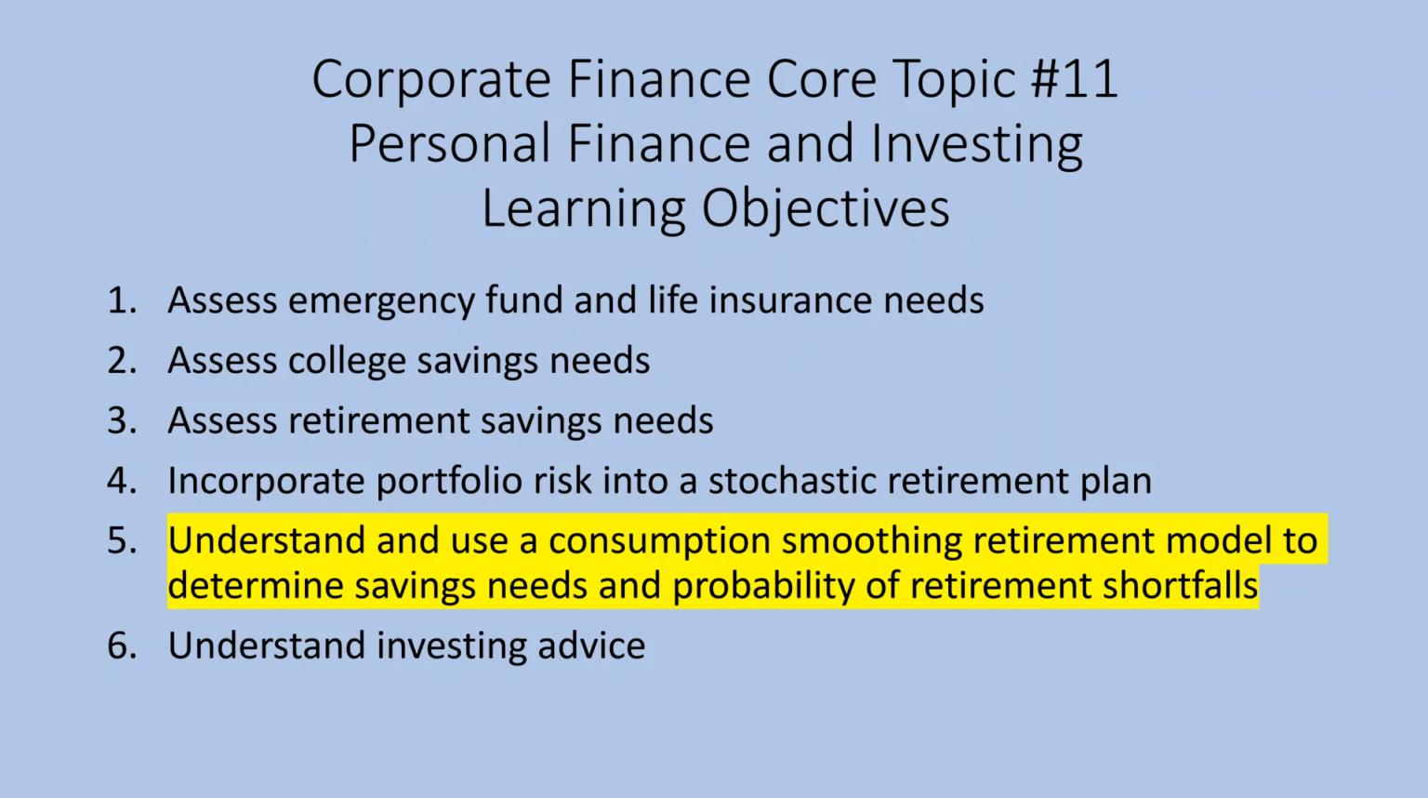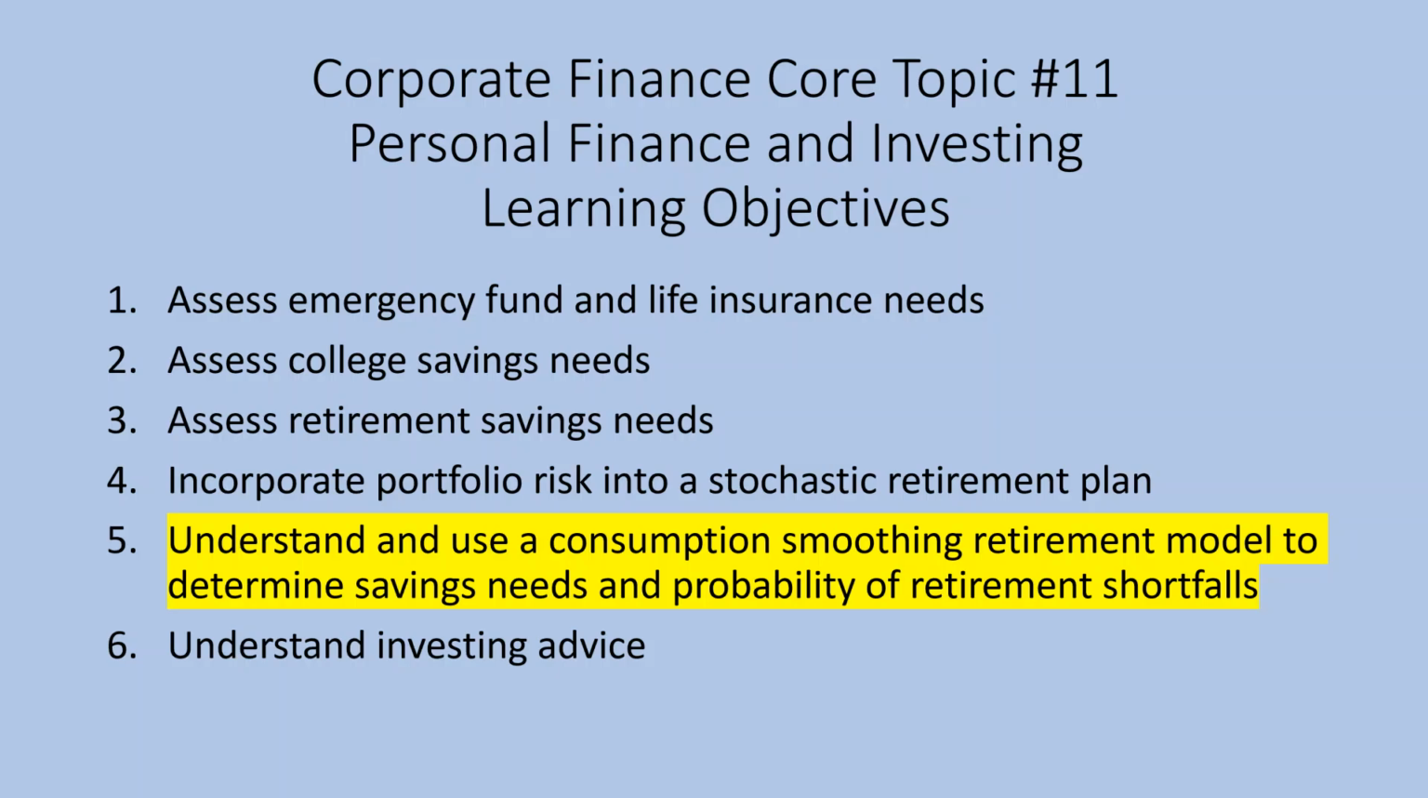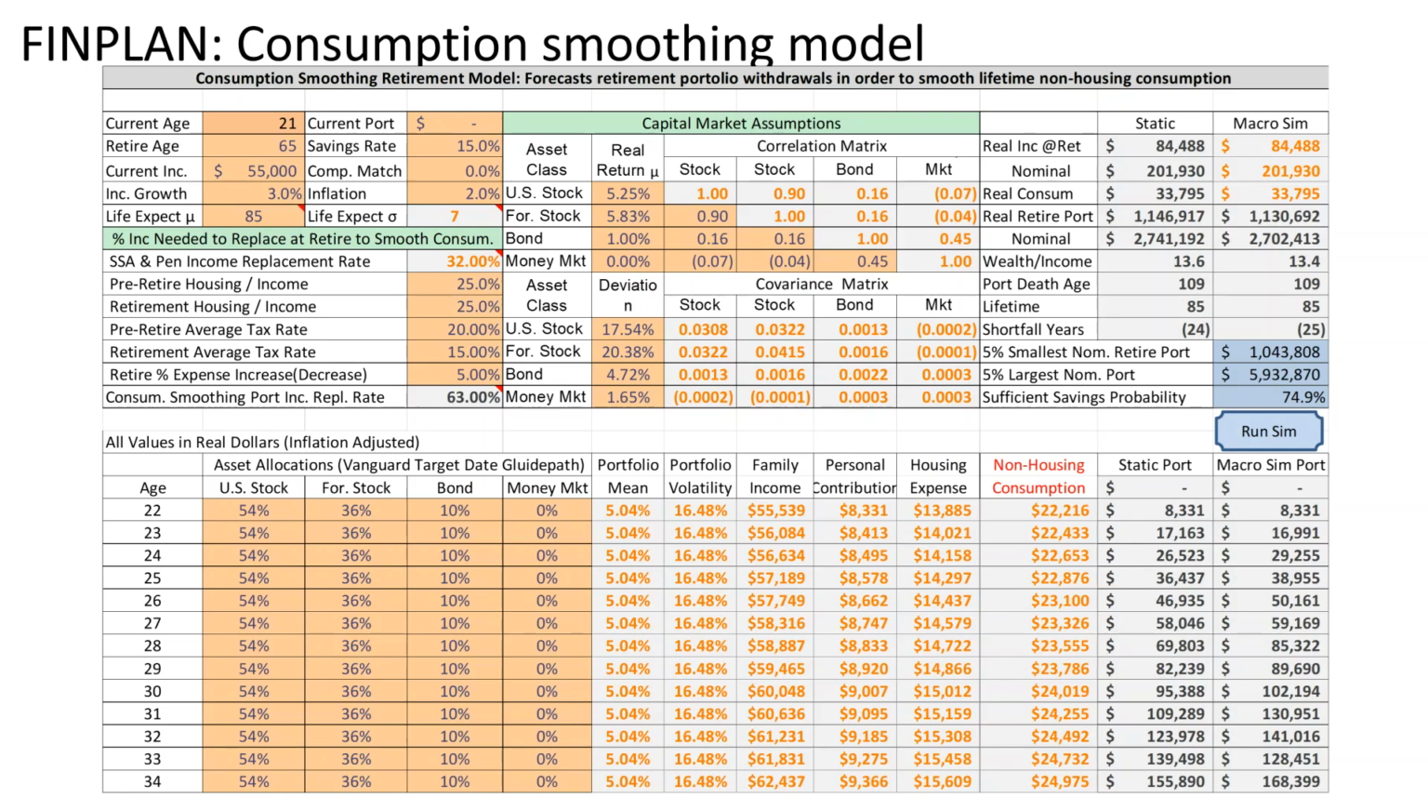Corporate Finance Core, Topic 11, Learning Objective number 5. We're going to understand and use a consumption smoothing retirement model, determining optimal savings needs and the probability of retirement shortfalls.